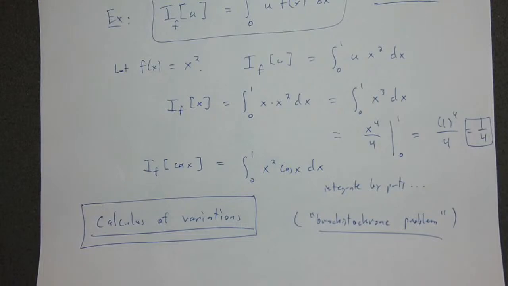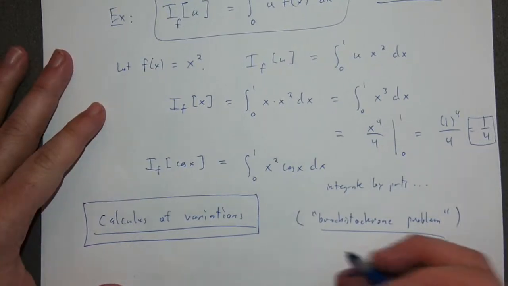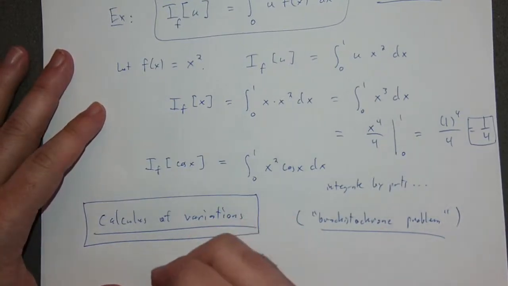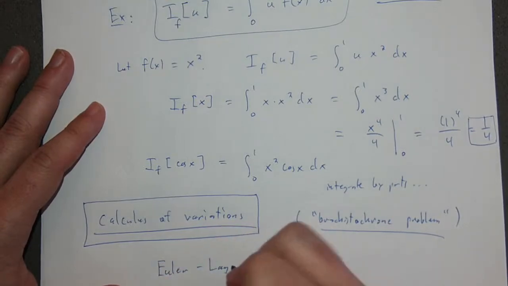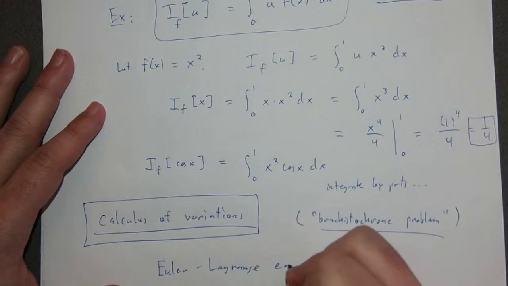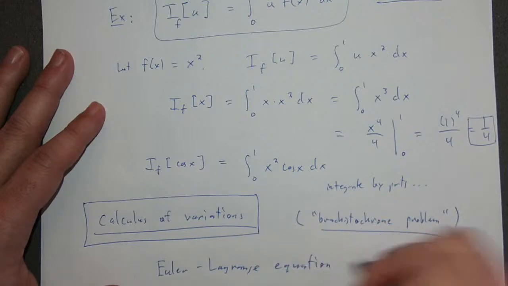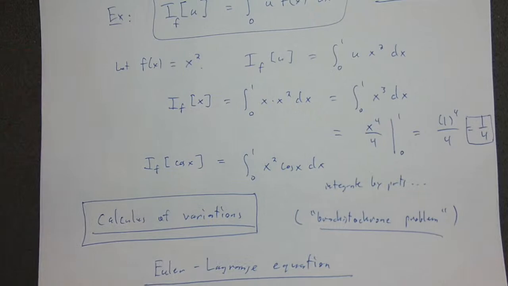The early work in the calculus of variations was done by Euler and Lagrange. This led to conditions known as the Euler-Lagrange equation, which is one of the first things you learn in the calculus of variations.